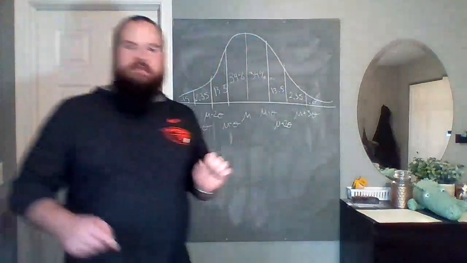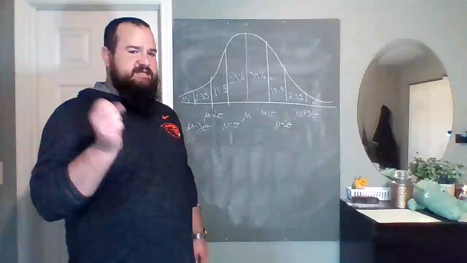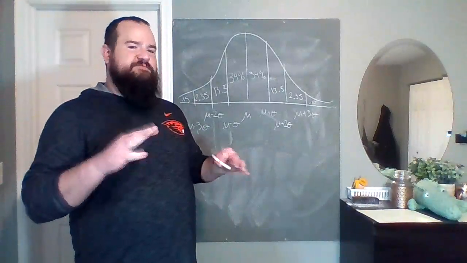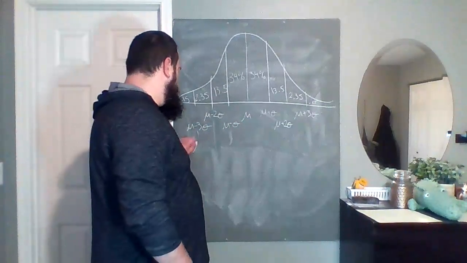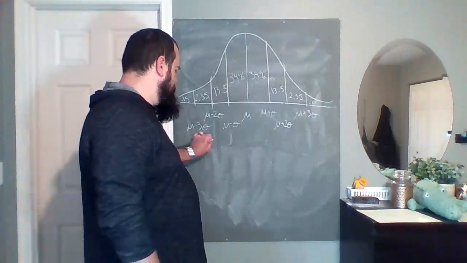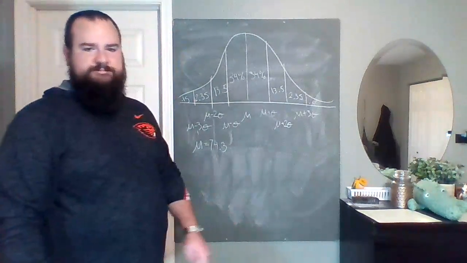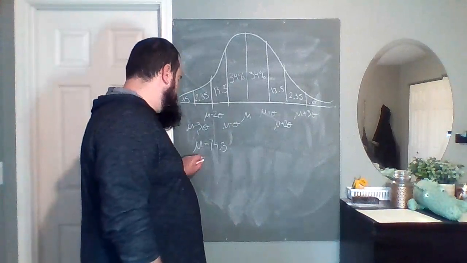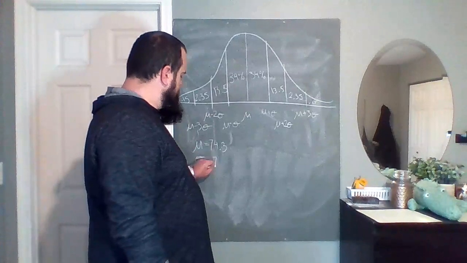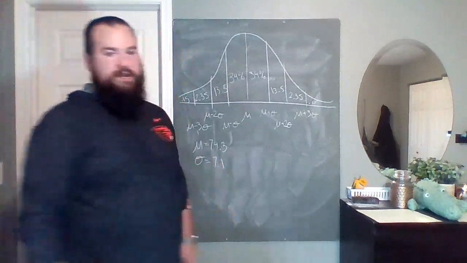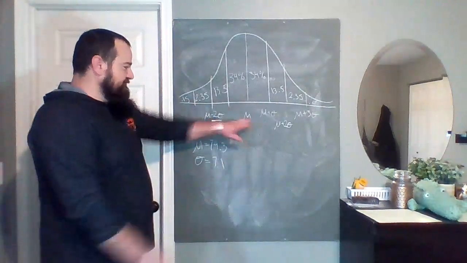So, let's say that for every stats class I've ever given, the test scores in the first test are approximately normally distributed with a mean of 74.3 and a standard deviation of 7.1. Okay? We could use this information, we could fill in these number values, right?